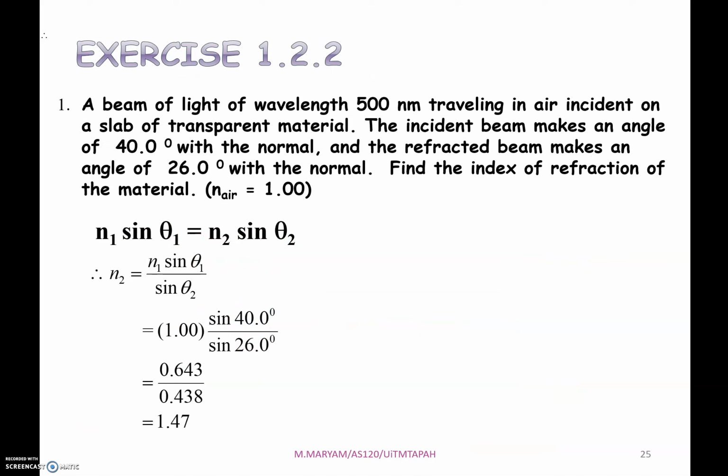Let's try an example here. A beam of light of wavelength 500 nanometers, so we have our lambda, traveling in air, is incident on a slab of transparent material. The incident beam, which means your incident ray, makes an angle of 40 degrees with the normal.